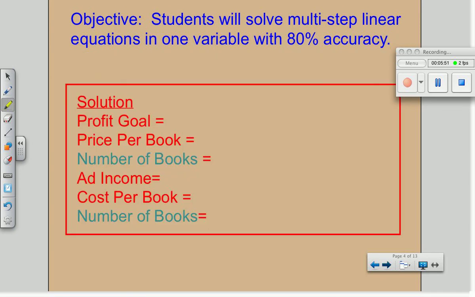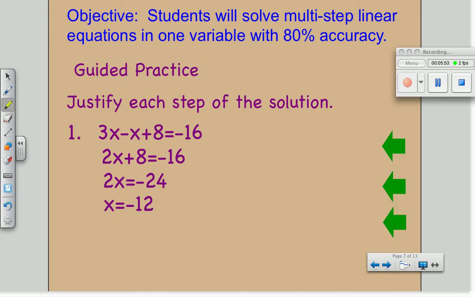Next, we're skipping example 3. We're going straight to guided practice here. Justify each step of the solution. This has already been done for us. You're just telling me what did we do here. So I want you to write down guided practice, justify each step.